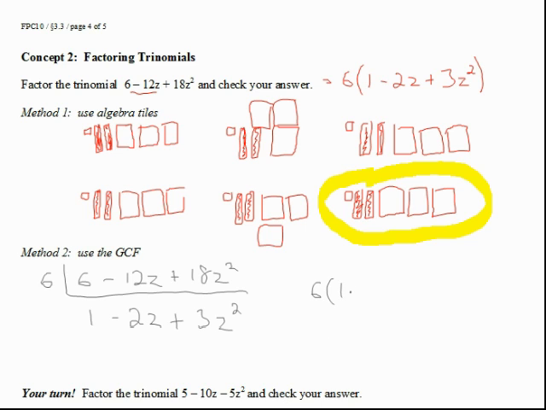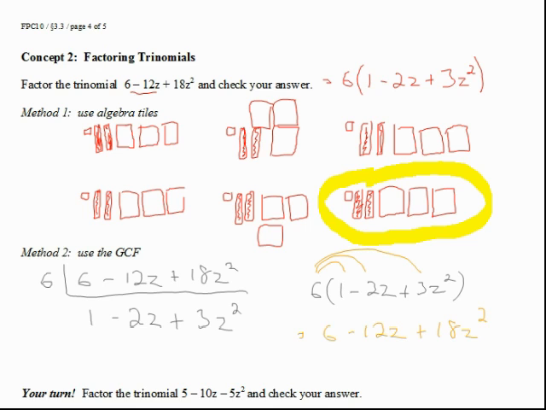6 times 1 minus 2z plus 3z squared. Get my rainbow lines. So this equals 6 minus 12z plus 18z squared. And again, please do check your answers by multiplying it out or expanding it. It's just so easy, so fast, and it will catch errors. Okay? All right, it's your turn.